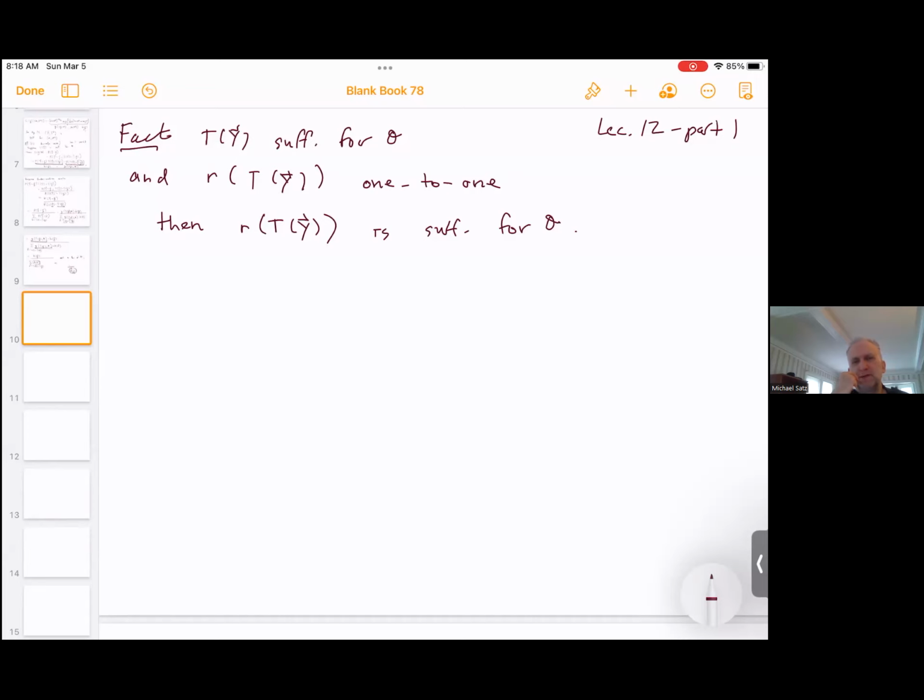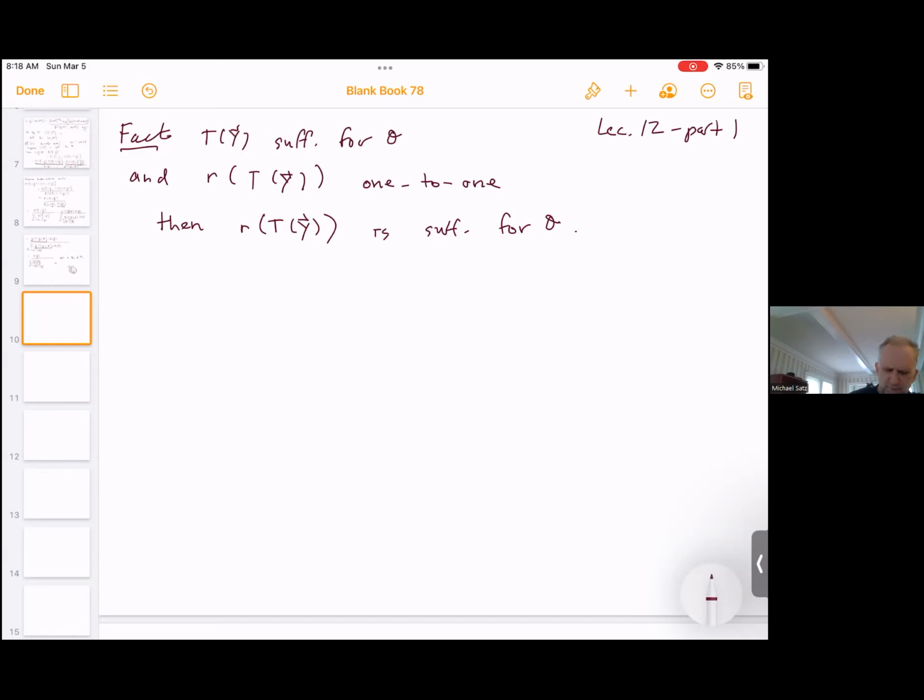Okay, so it's actually the next lecture, but continues the idea of sufficiency. All this is saying is that there are a lot of sufficient statistics. Once you have one of them, you can make another one just by taking a one-to-one function of it. Let's show this now. We have T of Y sufficient for theta, the same setup as the previous lecture. If T of Y is sufficient for theta and R is a one-to-one function, then R of T of Y is also sufficient for theta.